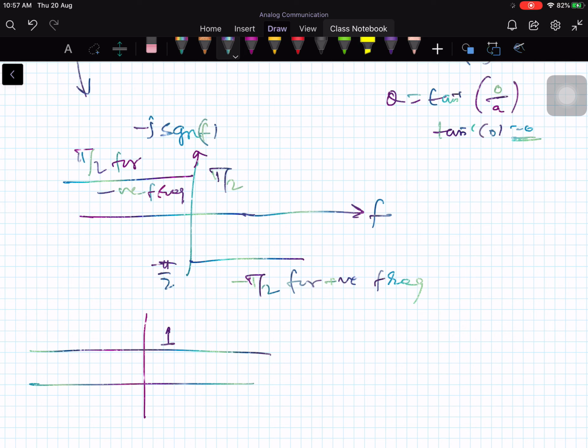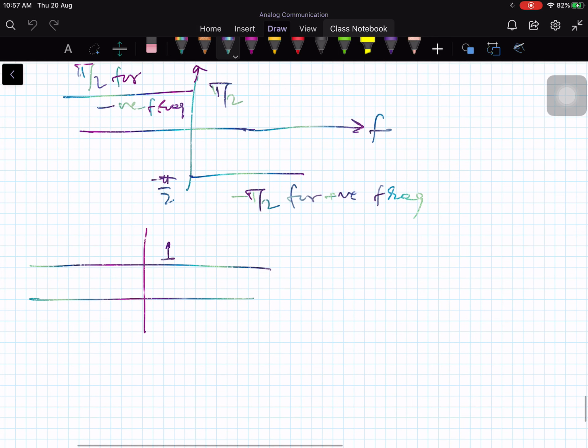As I said, negative frequencies are simply a purely mathematical concept. There is no physical meaning for that. Please don't give any physical interpretation for negative frequencies. So in this way also one can describe the Hilbert transform.